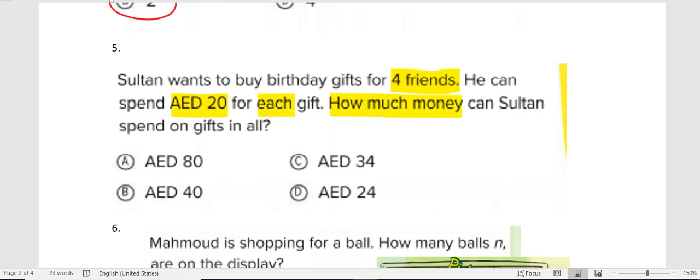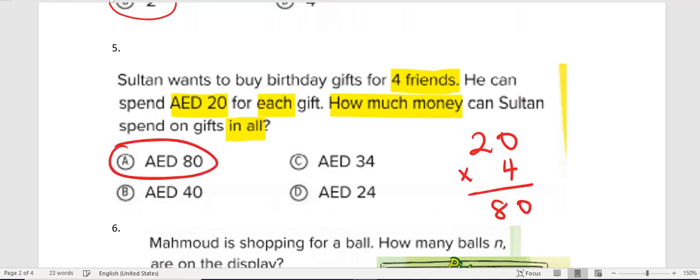How much money can Sultan spend on gifts in all? So 4 friends, 20 on each. In all is going to be 20 times 4. That will give us 80. Option A.